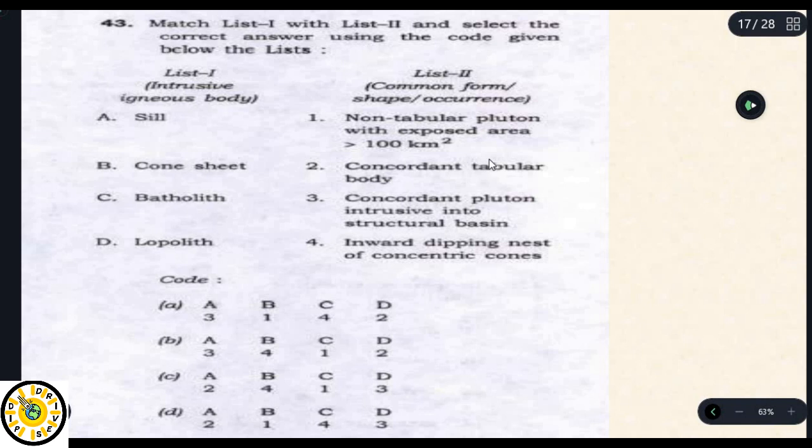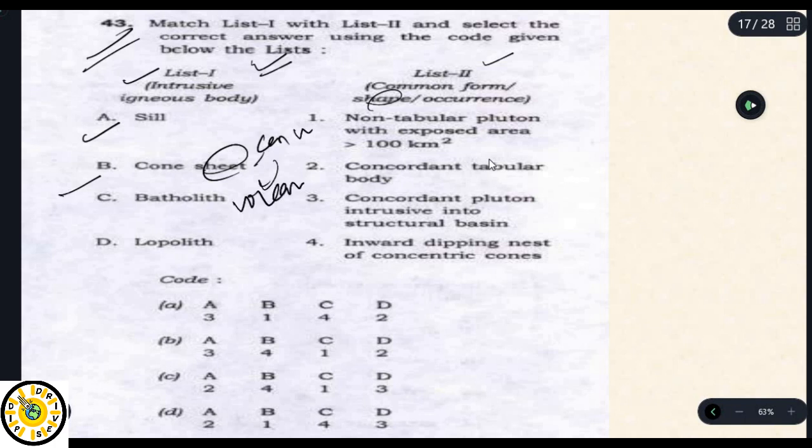Next, let us go to question number 42. This is a match the following. List 1 is intrusive igneous bodies, and List 2 gives different shapes and definitions. So you know the sill, cone sheet means cone in shape, simple, due to volcanic eruption, you already know. And a batholith will be a large-size pluton. It is non-tabular, right? So a batholith is a non-tabular pluton with large exposed area.